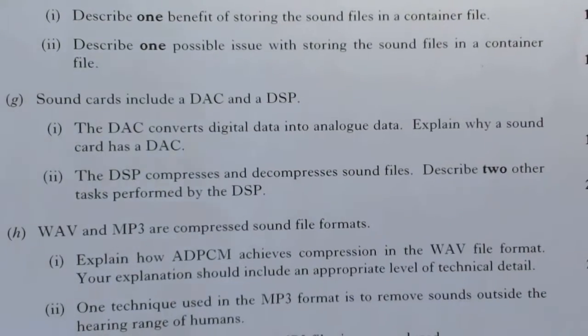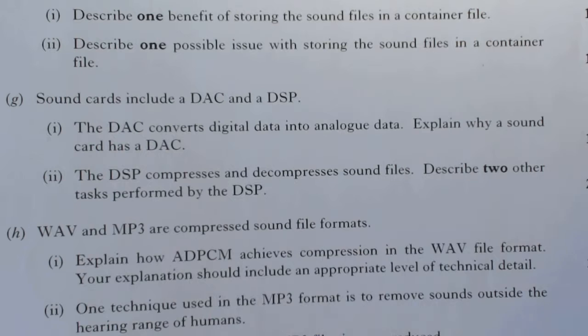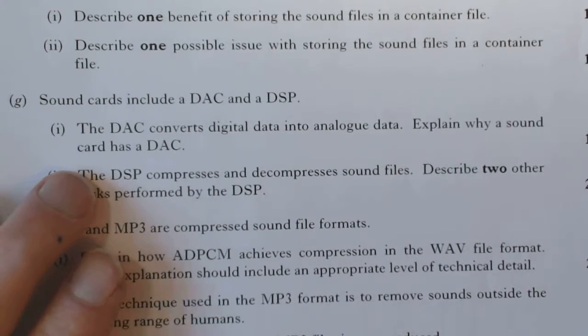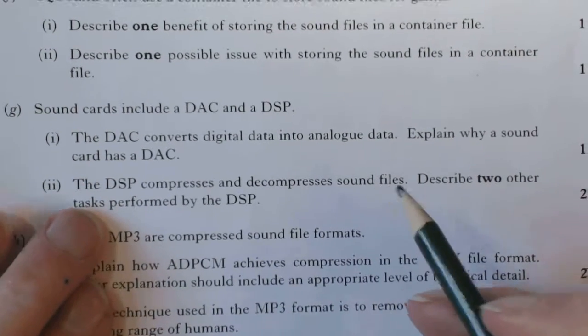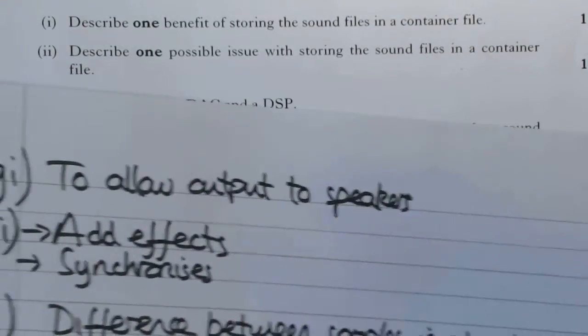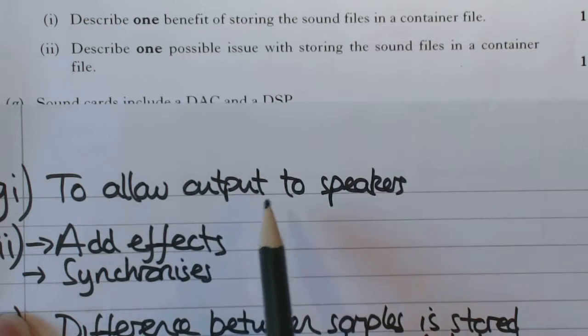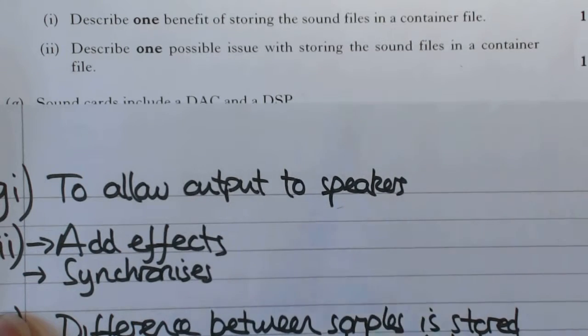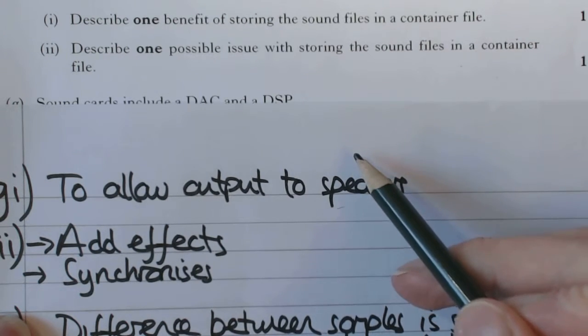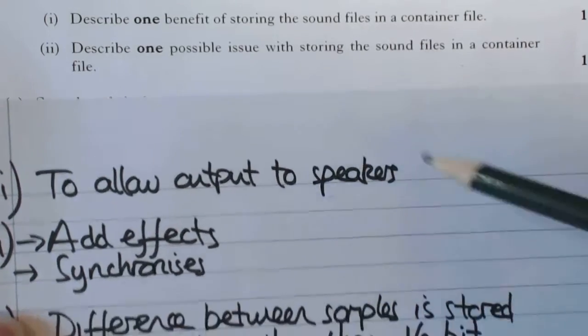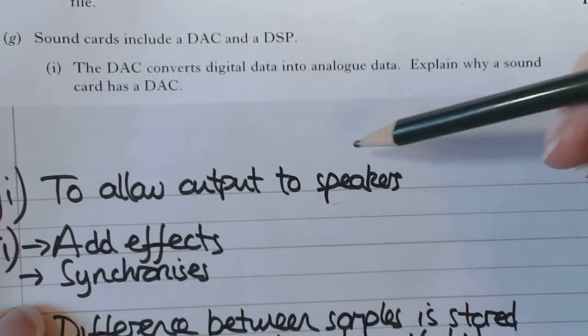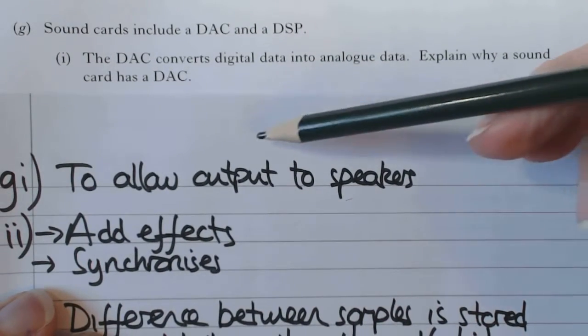Then we have G, the digital to analog converter, which converts from digital data into analog. Explain why the sound card has digital to analog. Well, you ultimately want to play these sounds so a human can hear them, so it allows you to output to a speaker. Your speaker is going to output analog, so that's why you need a digital to analog converter. Okay.